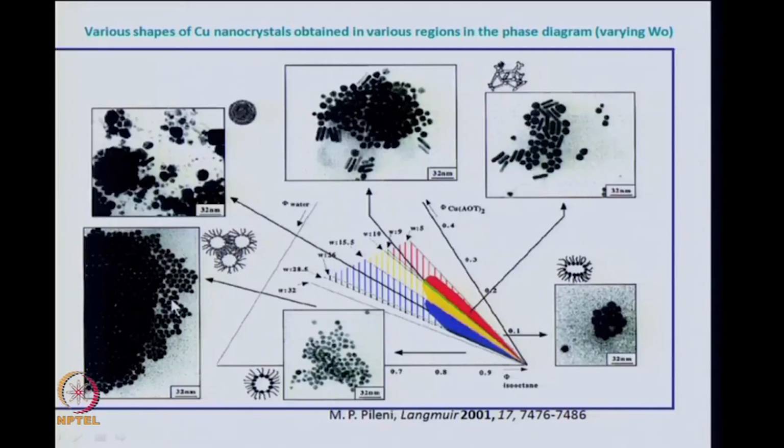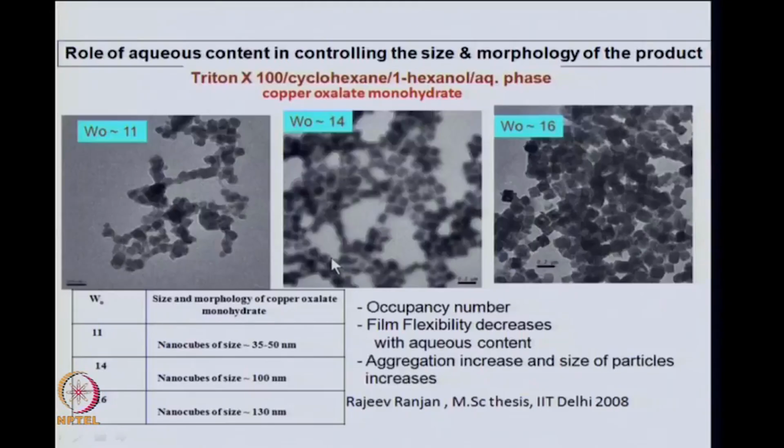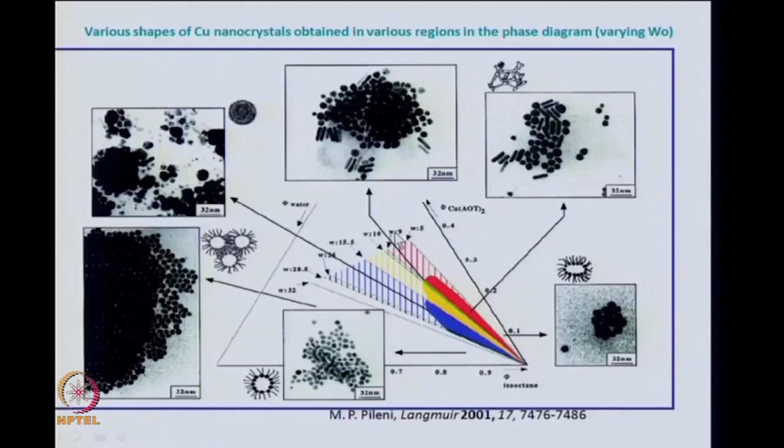size and shape. So, you have spheres for W naught 32, and you have these kind of particles when W naught is equal to 28, and when you have W naught equal to between 9 and 10, you seem to get this kind of rod and particle type of mixtures for copper. And when you are in this range, around 6 or 7, you get again more anisotropic structures and spheres. So, this is a study on copper nanocrystals reported earlier.